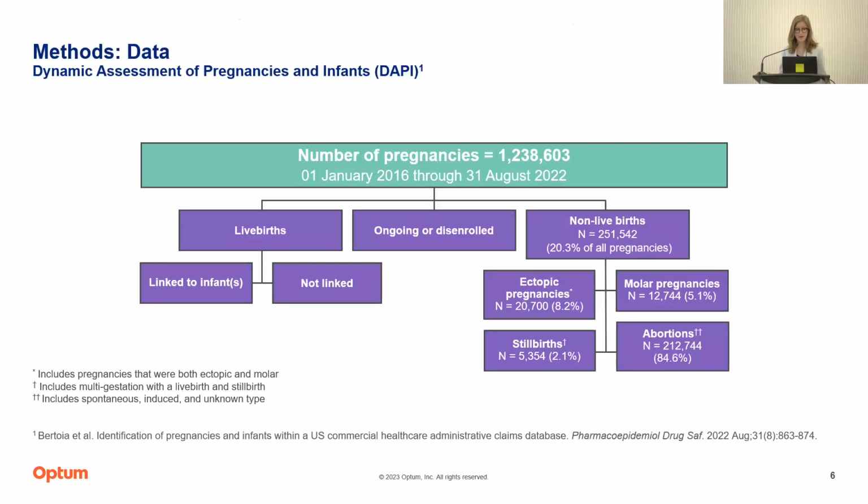So keeping these things in mind, we leveraged the Dynamic Assessment of Pregnancies in Infants, DAPI infrastructure, which takes Optum claims data and applies an algorithm to identify unique pregnancy episodes and their outcomes. So we identified 1.2 million pregnancies during our study period and then classified them into live births, ongoing or disenrolled, and non-live births, which of course is our focus today.